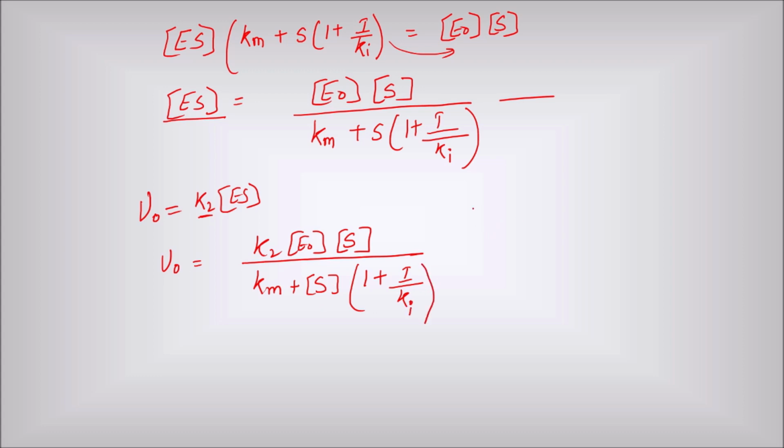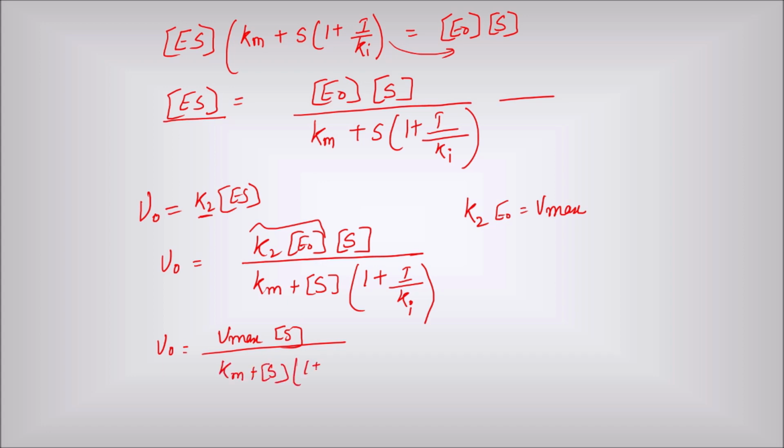Okay, now if you remember the Michaelis-Menten equation, K2 into E naught was what? That was our V max. So I am going to replace this value with V max. So what I will be having is the initial velocity of V max into substrate concentration by Km plus substrate concentration into 1 plus I by Ki.